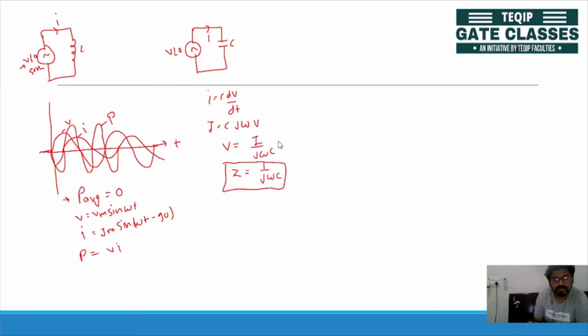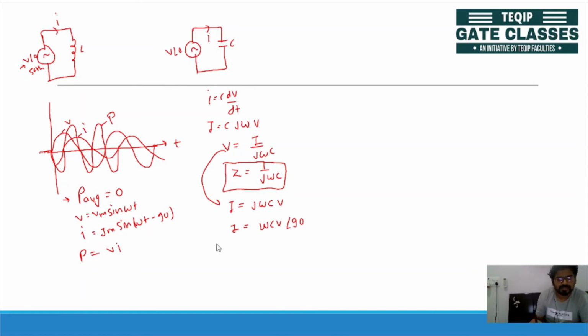So what you will get from here is that I = j omega C into V. If you convert it into polar form, you will get I = omega C V as the magnitude, with angle 90. It means your current here is leading the voltage by 90 degrees, because you got a plus 90 angle here, and your voltage has angle 0.